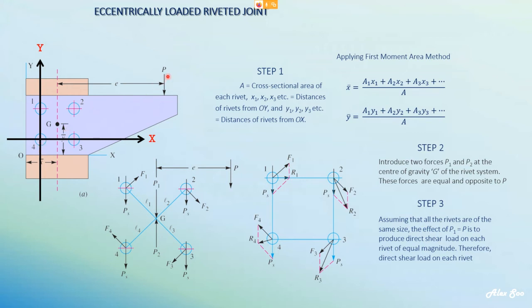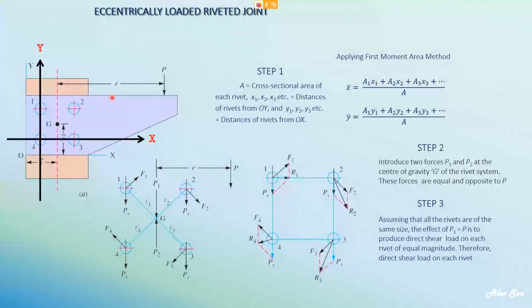Now the secondary shear load is when the P times the E, which creates a turning about the center of gravity. So rivet 1, rivet 2, rivet 3, and rivet 4 will all be sheared off when this blue plate here turns about the G point. So all the rivets will be sheared when it turns. That is called secondary shear.